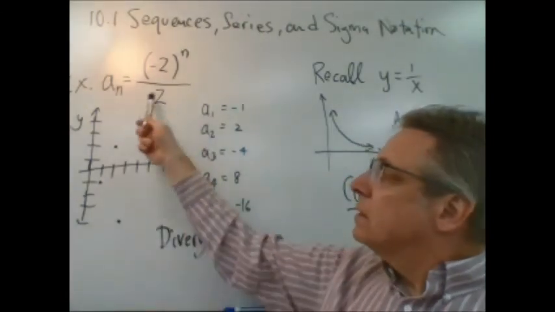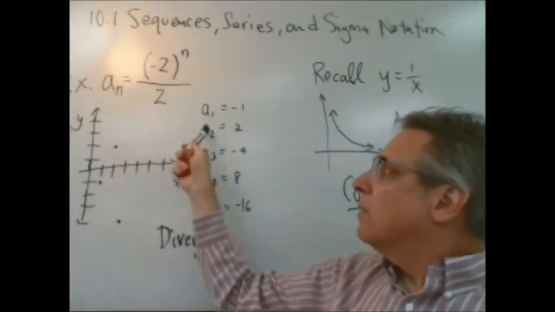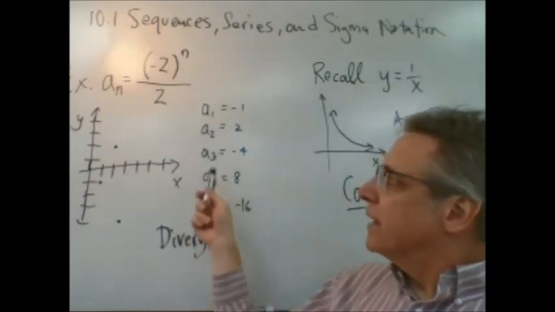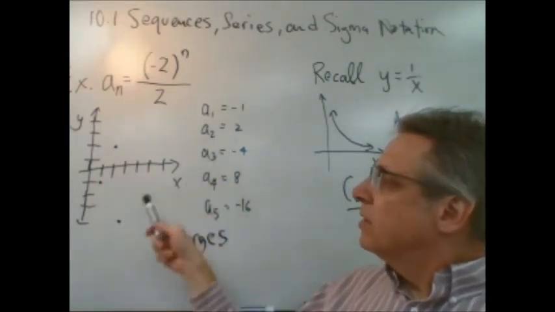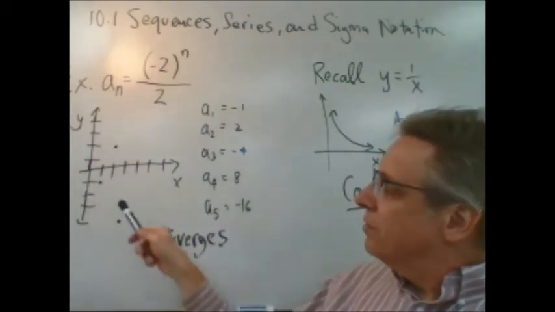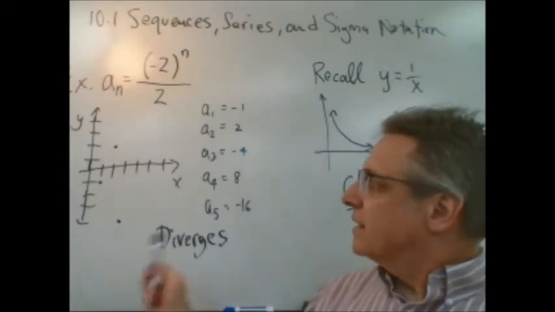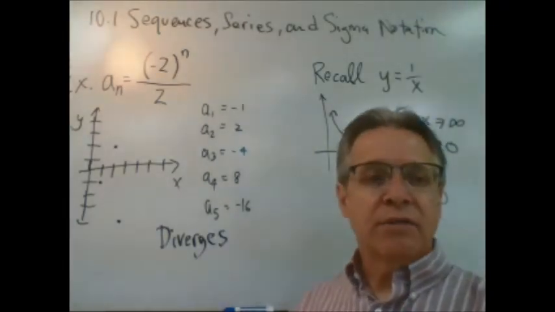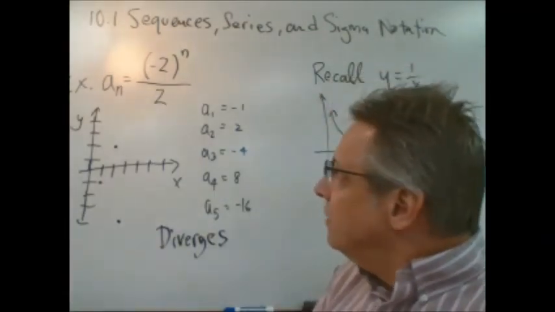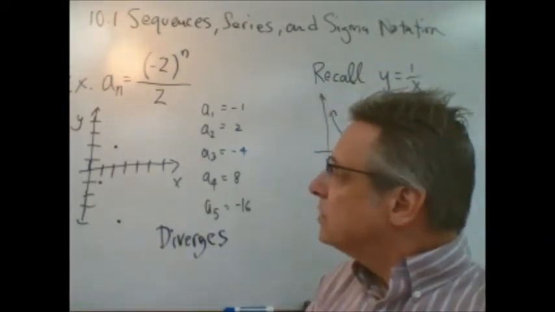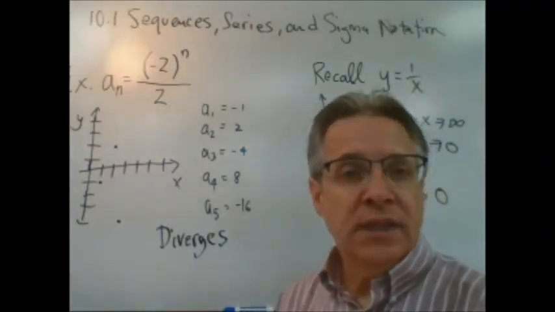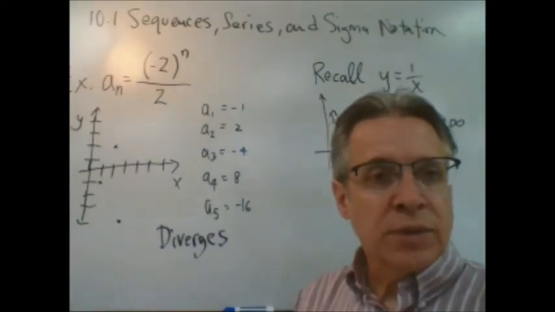This particular sequence, I plotted out the first 5 terms, and you can see that they're all over the place. They're getting bigger and bigger, and they're flipping over the x-axis. I plotted some of them here, but it's not settling into anything, and so we would say that this diverges. So I'm going to give you some problems, and you're going to be asked if the sequence converges or diverges.